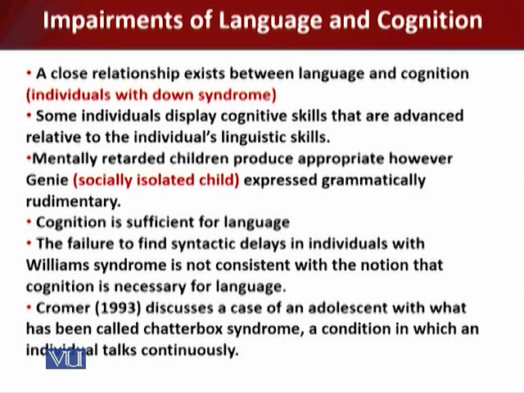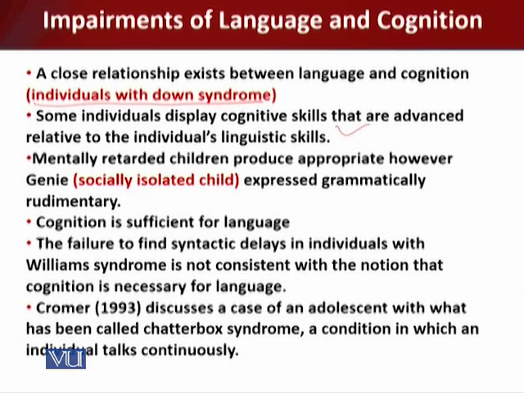So these are the studies which were actually conducted on individuals with Down syndrome. Now, these individuals tend to have language delays that are proportionate to the severity of their cognitive disability. However, in certain individuals, there can be significant discrepancies between the level of cognitive functioning and the level of linguistic functioning. Some individuals display cognitive skills that are advanced relative to the individual's linguistic skills.